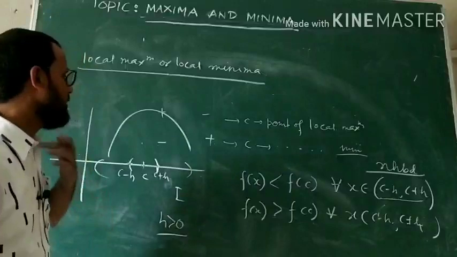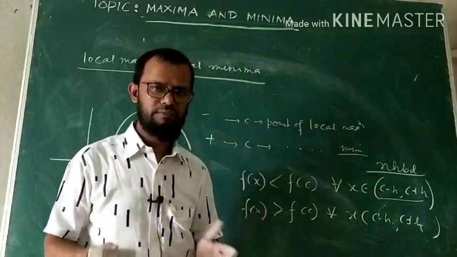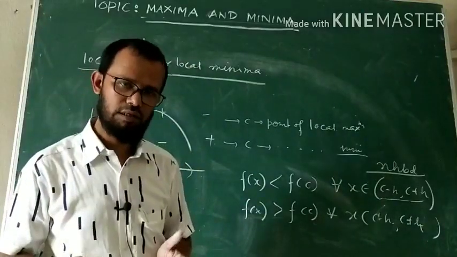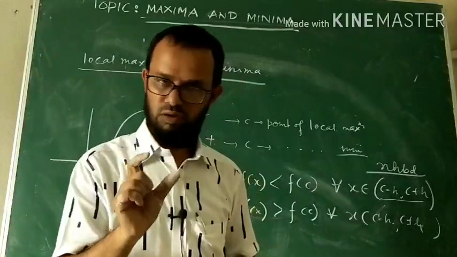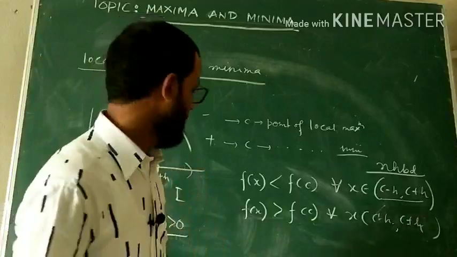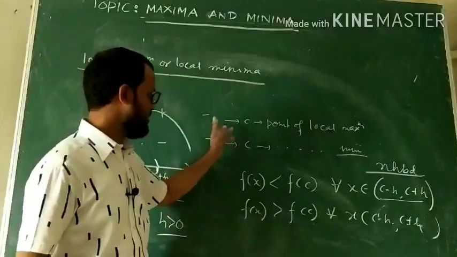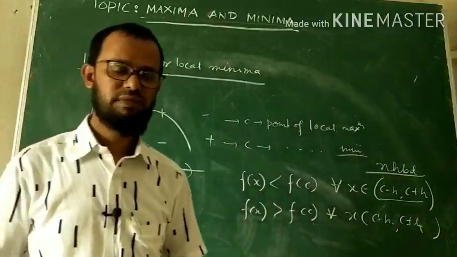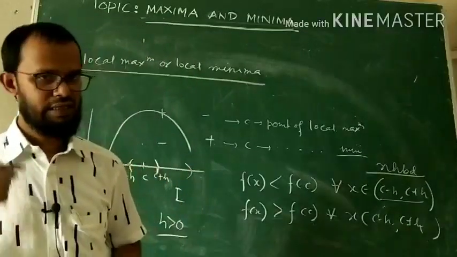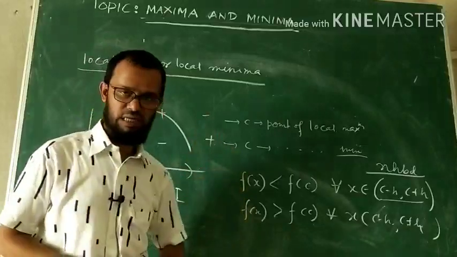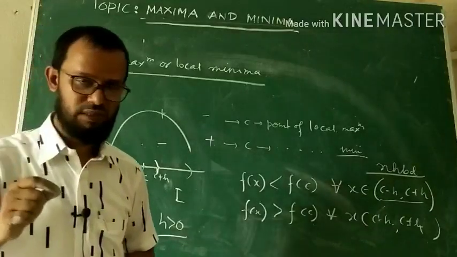So finally, local maximum and local minimum are the same concept as maxima or minima, just the domain is reduced to a very small one. The definition will be the same: positive to negative is local maximum, negative to positive is local minimum. I hope you understand. In the next class I will discuss a few problems related to this topic, and I am sure you will enjoy this chapter.